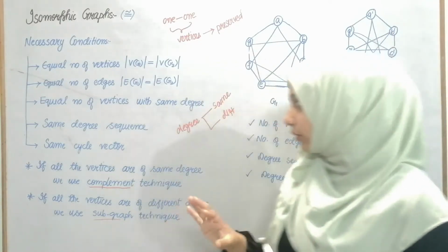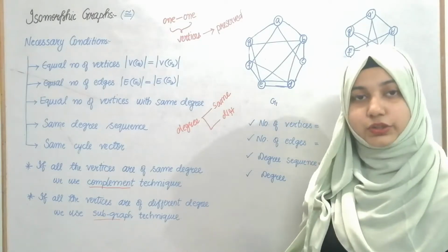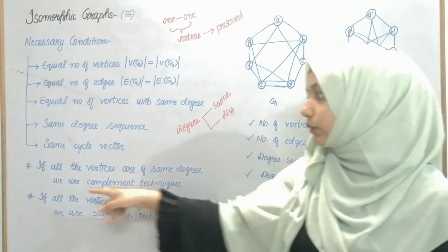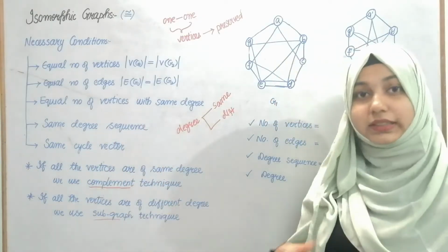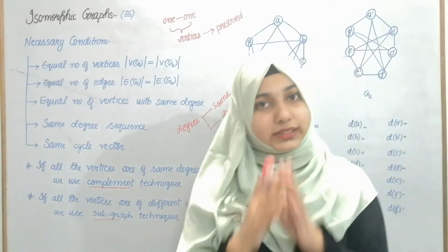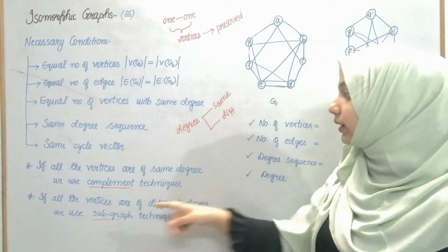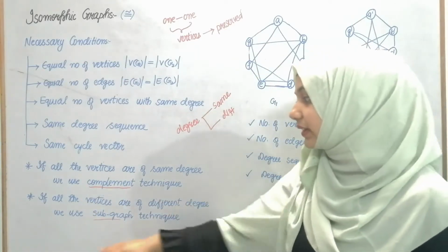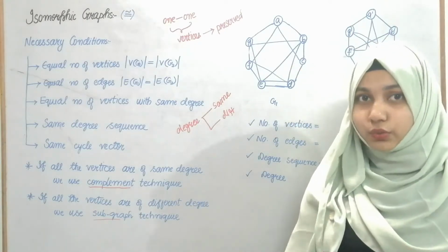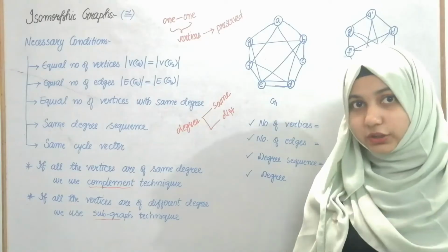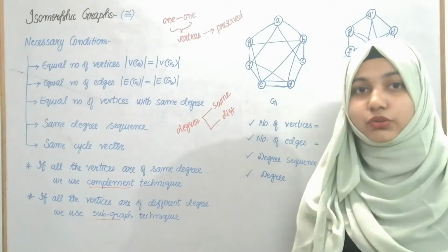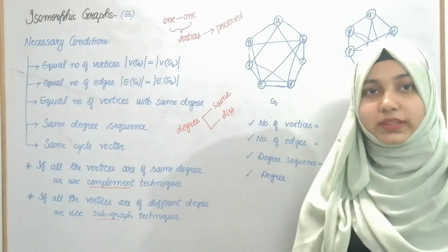So, got the basic idea of what we are going to do in isomorphism. We are going to first check for all these conditions. Then we are going to check whether the degrees are same or different. If all the degrees are same, we are going to go with the complement technique. If the degrees are different, we are going to go with the subgraph technique. Make sure you know what is complement and how to find the complement, and what are subgraphs, how we are going to do it. If you don't know it, just quickly go through it and then continue with the isomorphism.